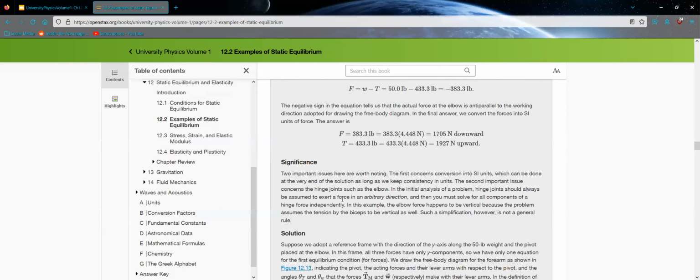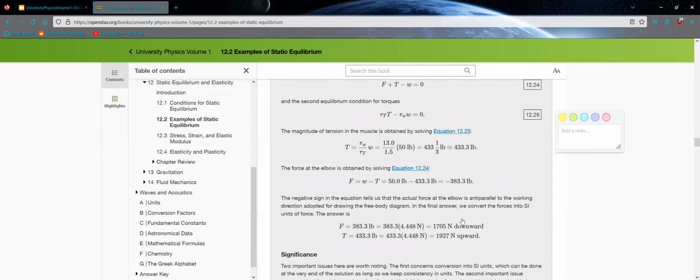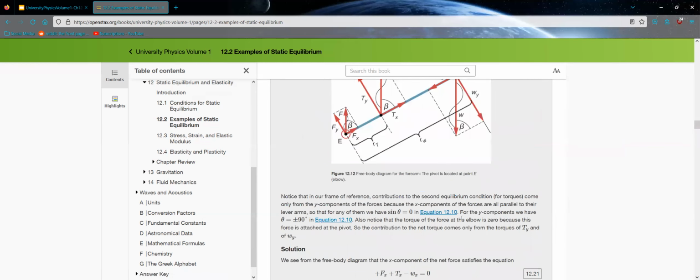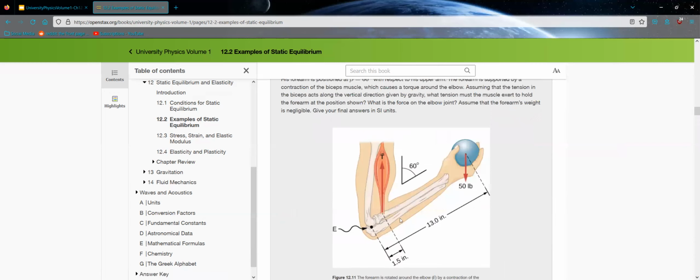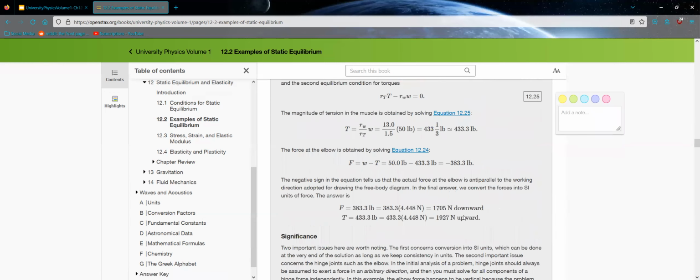The second important issue concerns the hinge joint at the elbow. In the initial analysis, the prime hinge joint should always be assumed to exert a force in an arbitrary direction. And then you must solve all the components of the hinge force independently, right? In this example, however, the elbow force happens to be vertical because the problem assumes the tension of the biceps to be vertical as well. That is part of the reason. I'm not going to give it away, but that relates to where we put the X direction, essentially.